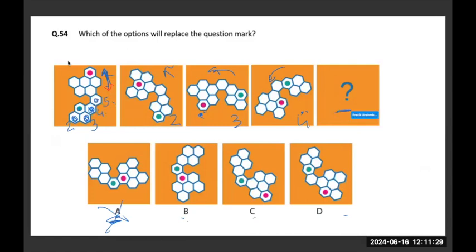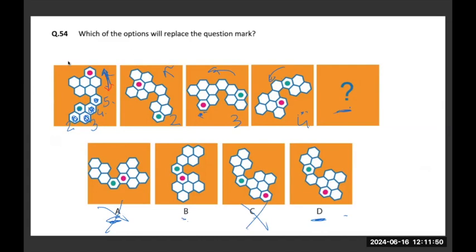is the question mark. So the green dot has to come here in the fifth position, which is seen in option B and it's also seen in option D. So C, ये वाला eliminate हो जाता है. Between B and D, the pink dot is different. For the pink dot, we'll again locate the position.